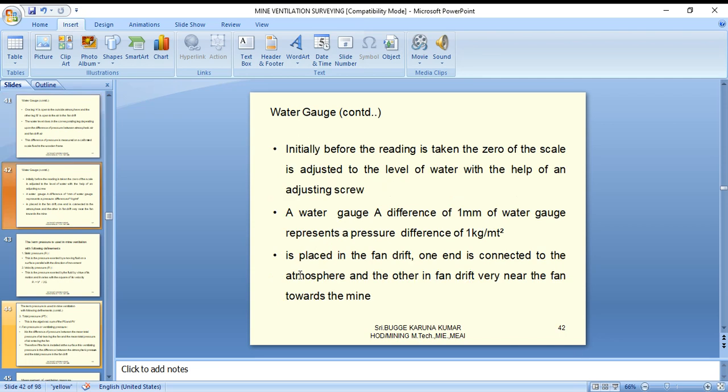Initially, before the reading is taken, the zero of the scale is adjusted to the level of water with the help of an adjusting screw. A difference of 1 mm of water gauge represents a pressure difference of 1 kg per square meter. One end is connected to the atmosphere and the other in the fan drift, very near the fan towards the mine.